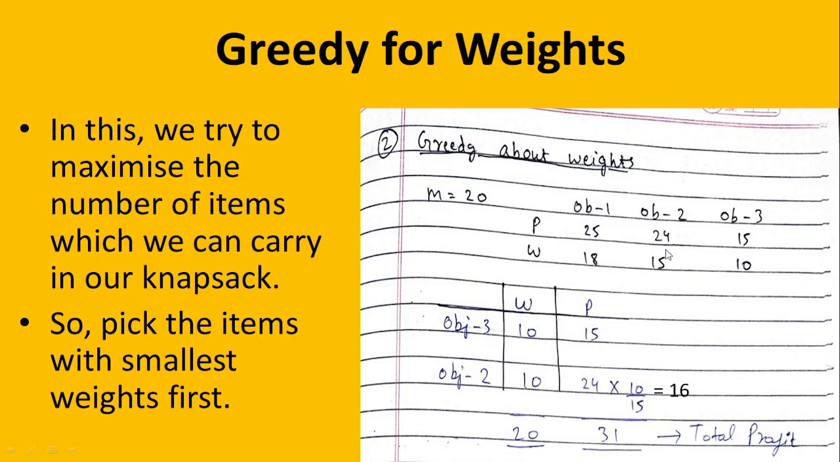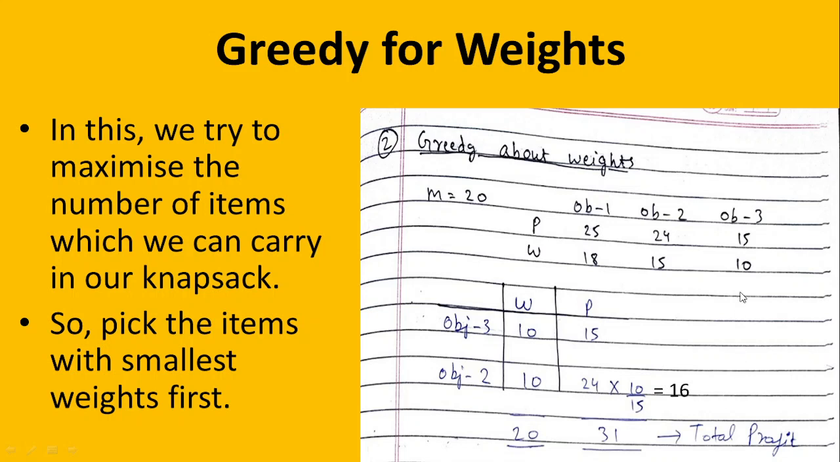And the next lowest is object 2, with weight 15. But we cannot keep it completely, so we have to take it partially. So it will be 24 into 10 by 15, that will be 16. So 16 plus 15 will be 31. So we can see that we are getting more profit.